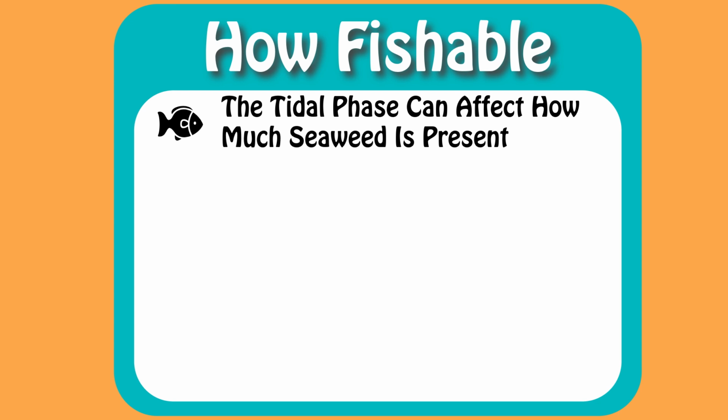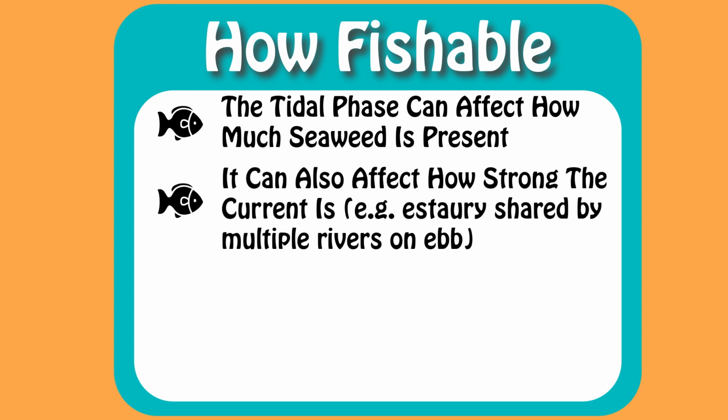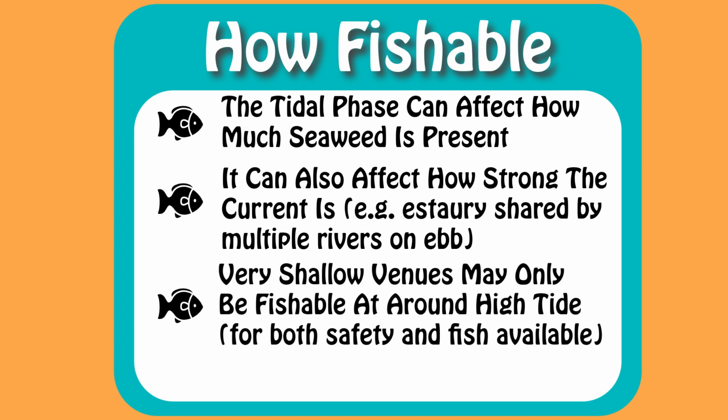This can be particularly true after certain weather and water conditions. We actually have a number of videos that cover these topics, including how to avoid seaweed and even use it to your advantage when fishing. We'll provide some links at the end. The tidal phase can also affect how strong the current is, preventing effective fishing. It's also the case that certain very shallow venues may only be fishable around high tide.